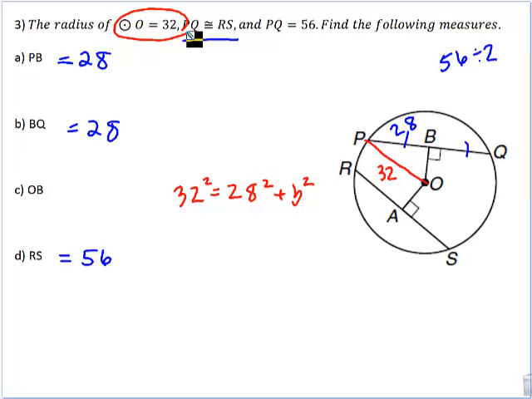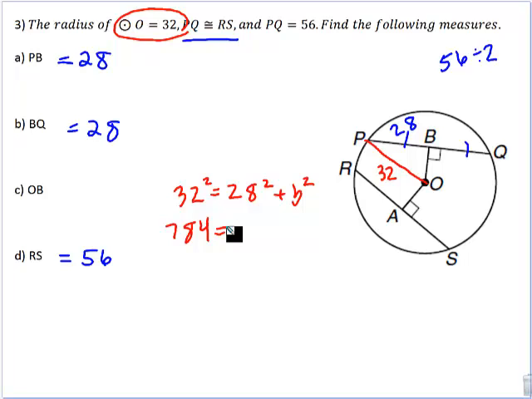How do you know A, B, and C? Or can you just guess? C is always the hypotenuse in the Pythagorean theorem, which has to be 32. And it doesn't matter what you use for A and what you use for B. So what's 32 squared? What's 28 squared?